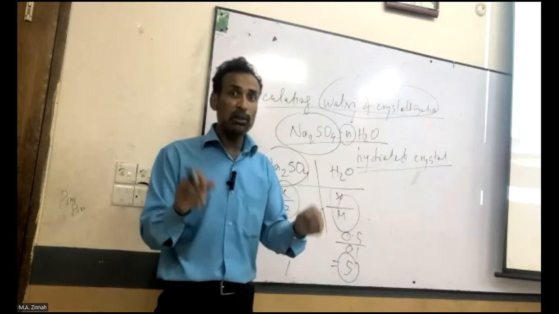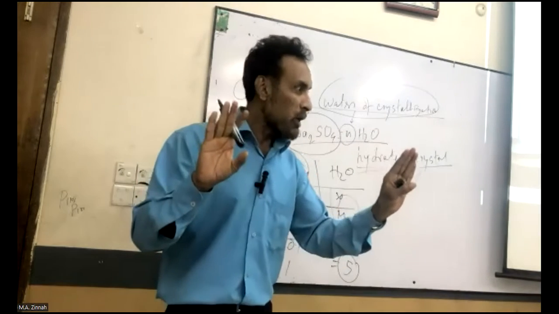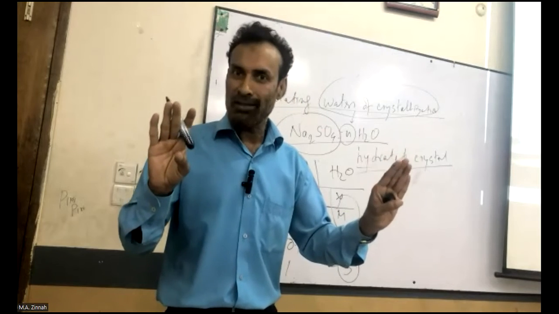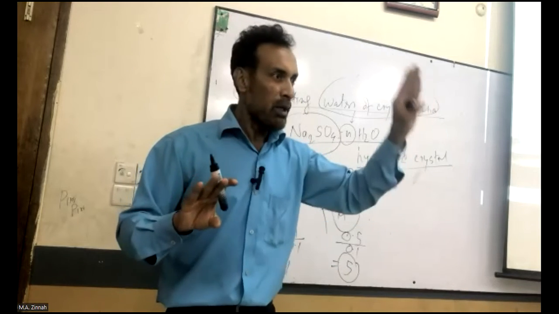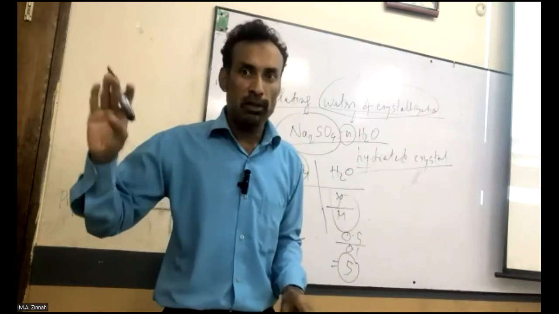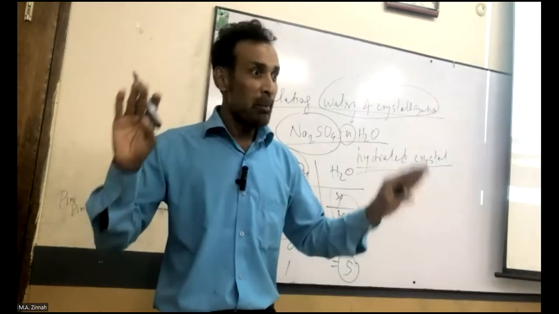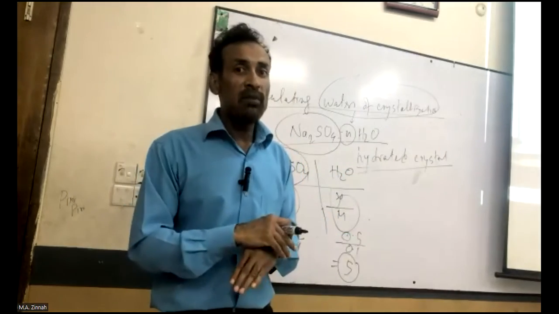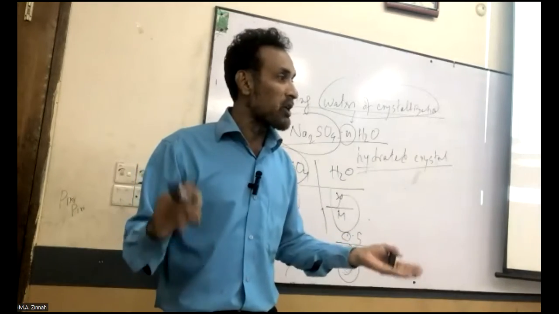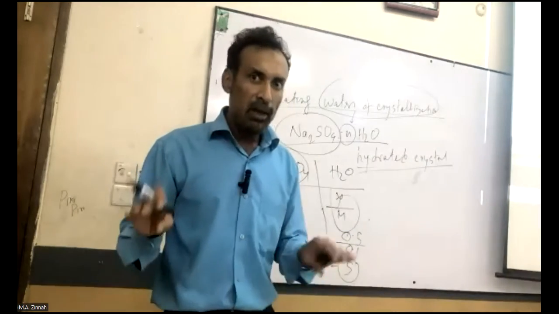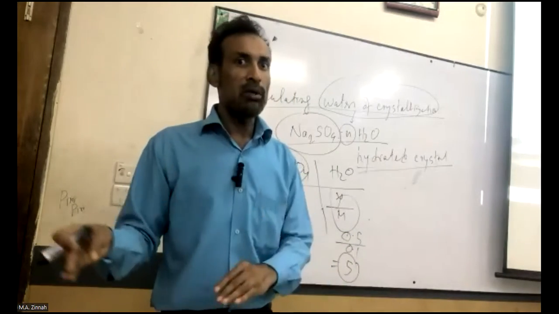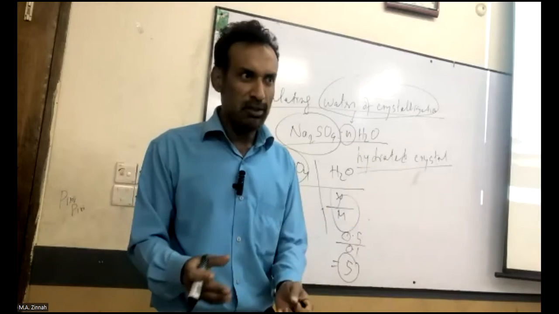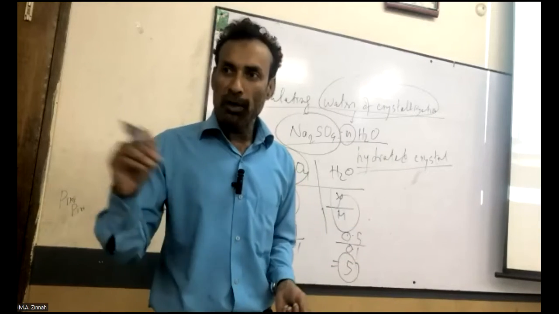In the last class, we learned how to calculate the empirical formula. In that case, you worked with atoms, right? Mass of one atom, mass of the other atom, maybe percentage by masses. You divided the masses by their respective RAM, relative atomic mass, to convert them into moles of atoms. Then the simplest ratio. This is how you got the empirical formula.